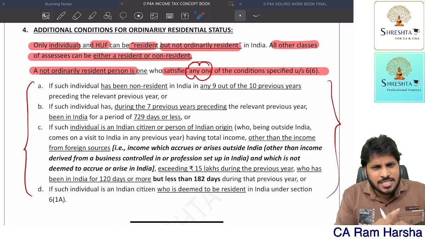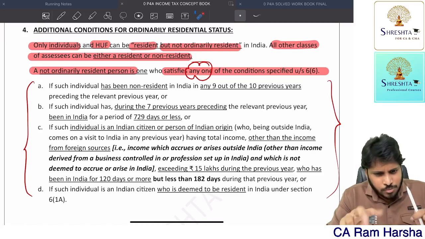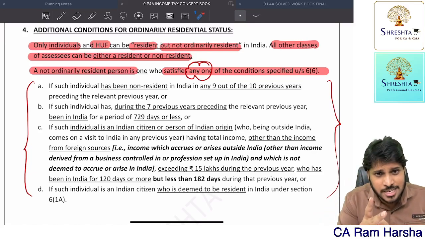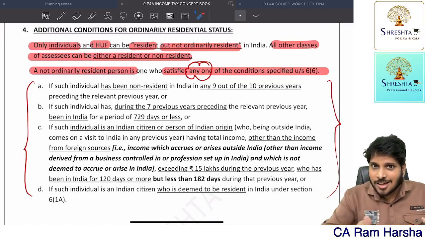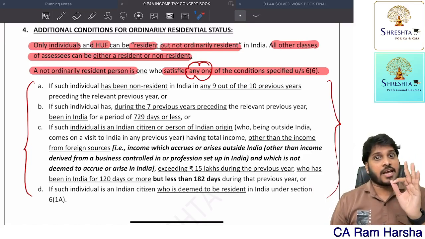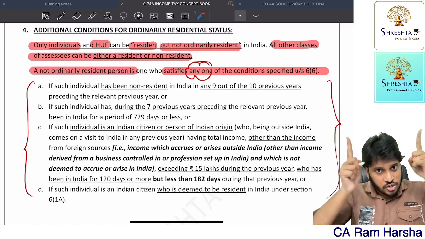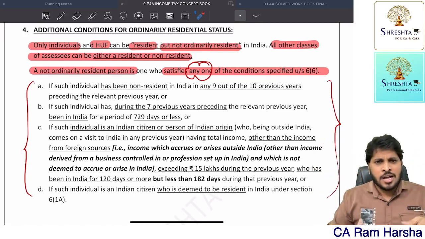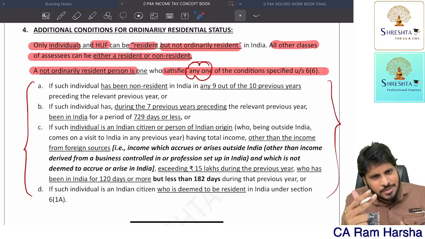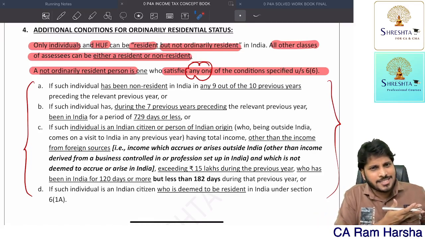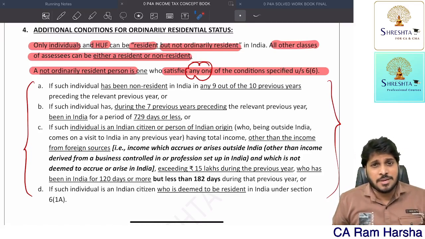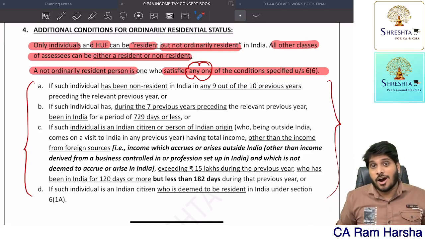Means if at all you are resident for any 2 years, then it is 8 only, 9 not satisfied. For any 2 years if you become resident, you become ordinarily resident. Out of the past 10, you must be non-resident for minimum 9. Then only you are RNOR. If I become resident 2 times, I naturally come into ROR.